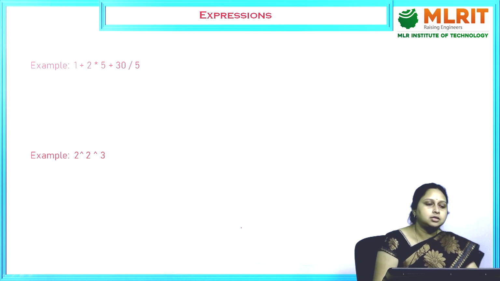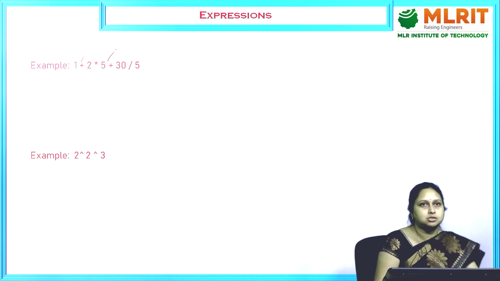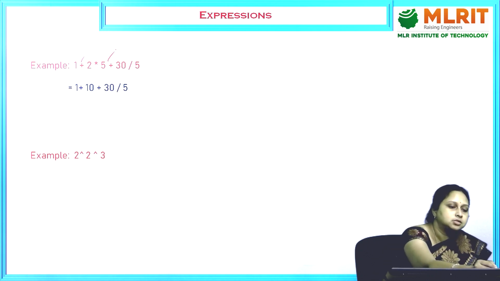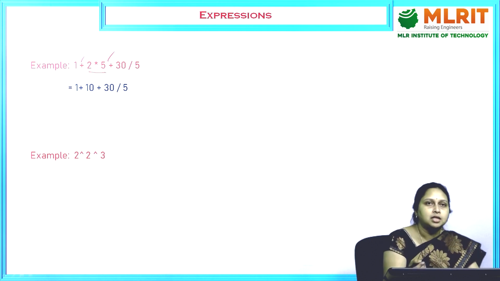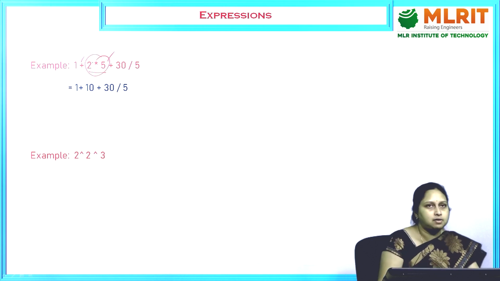Here star and division have the same priority, and we have two places where both have the same priority. Now how can I evaluate this expression? See it stepwise. First, star has the higher priority, so we follow left to right associativity. First, these two will be evaluated: 2 into 5 will be evaluated. In each step, we are going to represent them separately. Let us look into it.